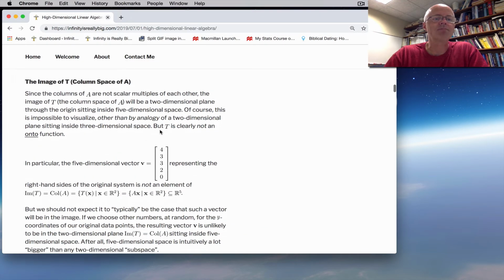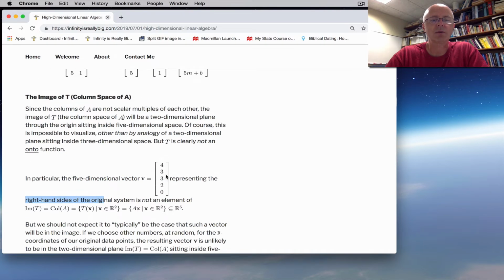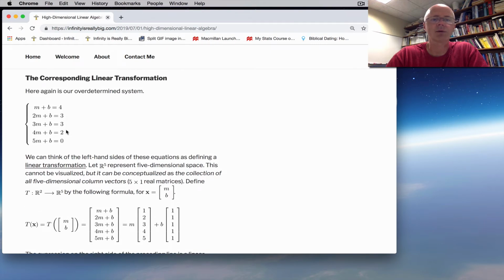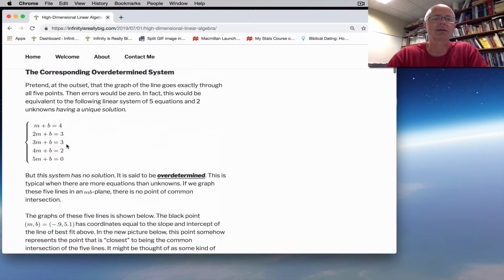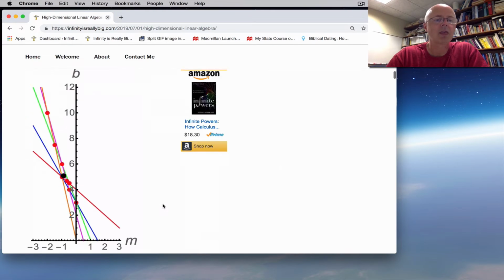So what do I talk about here? I talk about, so I got a 5-dimensional vector v here that's representing the right-hand sides of the original system. 4, 3, 3, 2, 0 is the same as the right-hand sides here. 4, 3, 3, 2, 0, same as the second coordinates of these points way up here. 4, 3, 3, 2, 0.